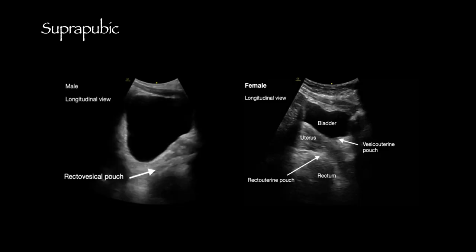In these images, we see the suprapubic view, with the probe held longitudinally. And again, we want to look posterior to the bladder for any anechoic free fluid. Remember again, in females, in the right-hand image, there are 2 potential spaces where this free fluid can accumulate.